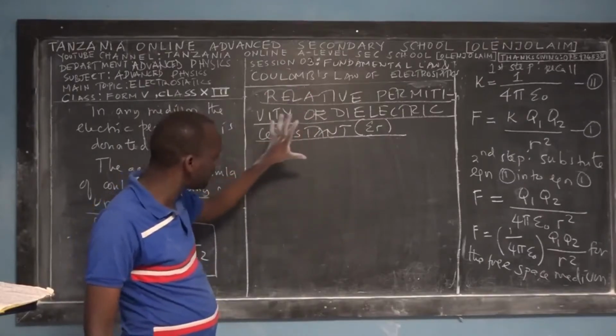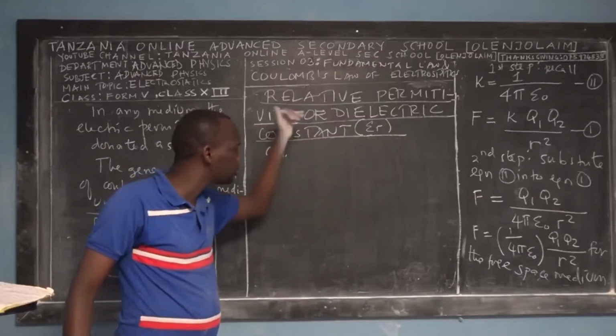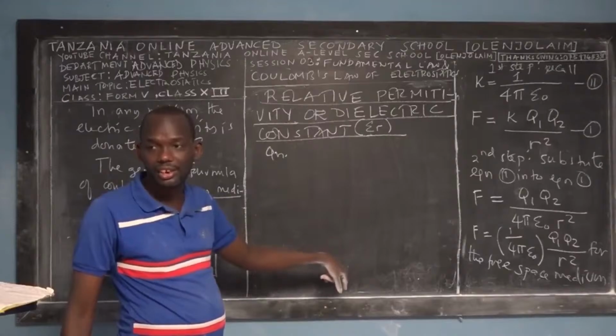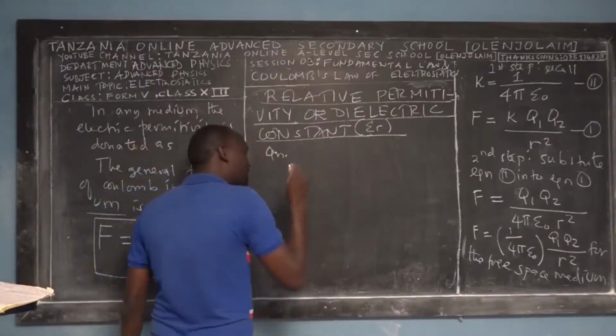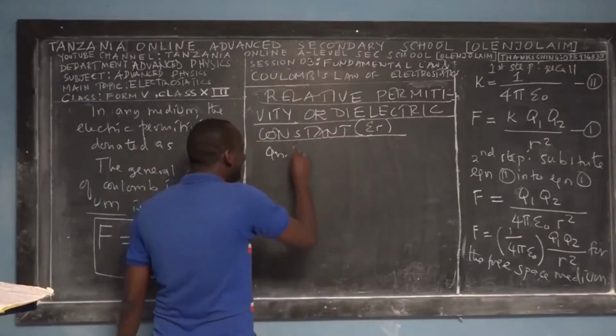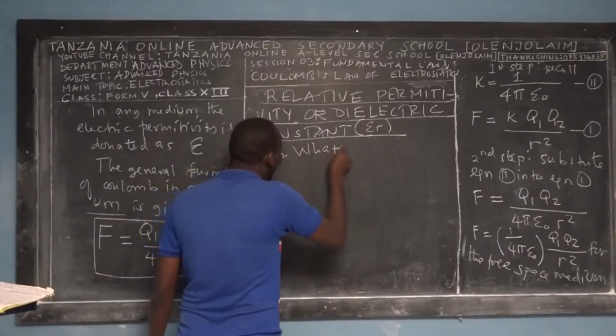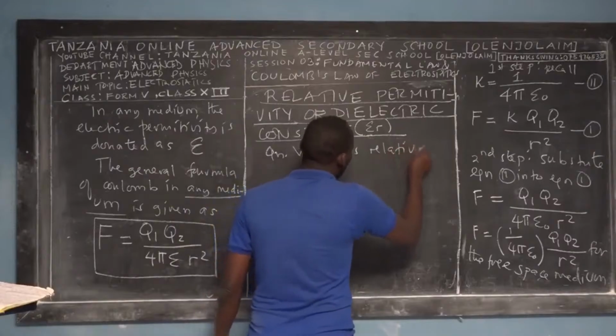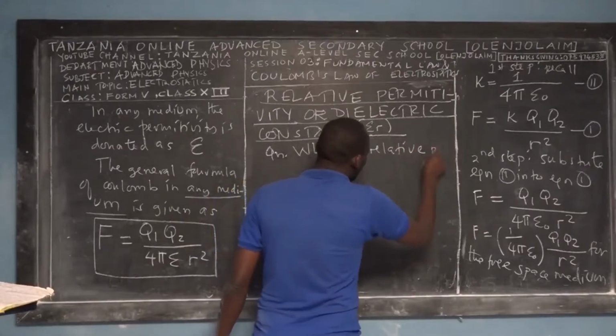When I write a terminology, regardless, I have to look at the definition first, then I go into detail. Okay, so the first question, you know it. Can you state what is relative permittivity?